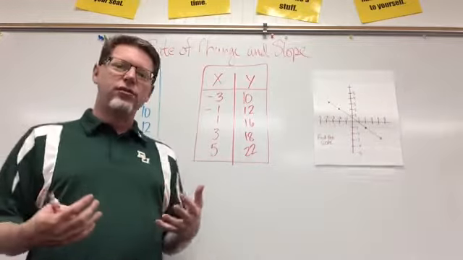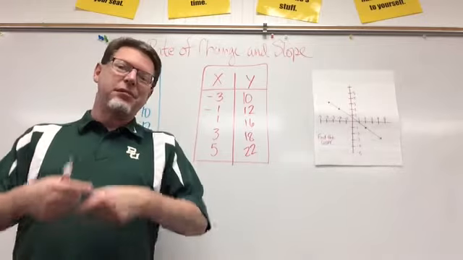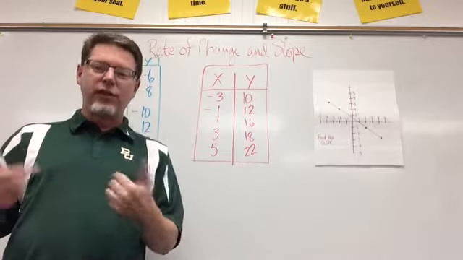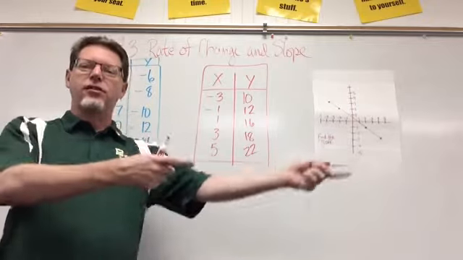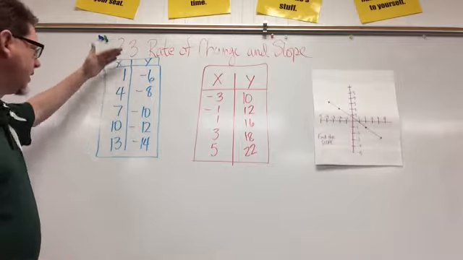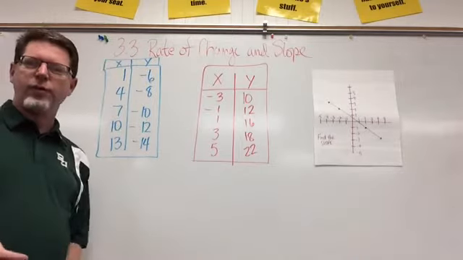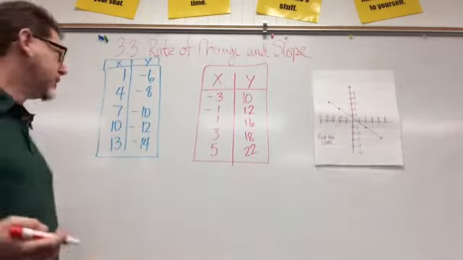Okay, so we're going to look at two tables first of all, and we're going to see if we can figure out what the rate of change is. Sometimes you probably learned it last year as constant rate of change, both are the same thing, and they relate to slope as well. So let's look at this first table. I have x and y, and I've got several ordered pairs in there. So I need to look for the change in the x's and the change in the y's.